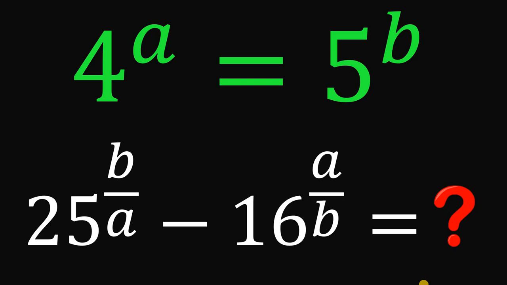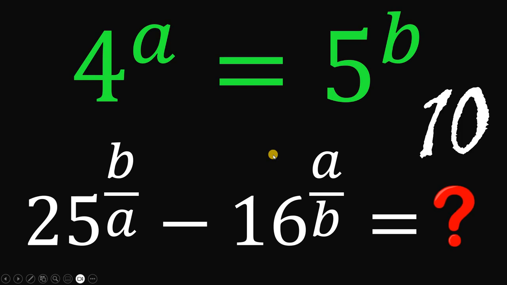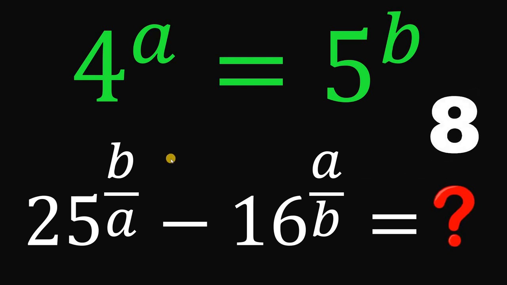Can you solve this math challenge? Here's the question. Given that 4 raised to a equals 5 raised to b, then what is the value of 25 raised to the power of b over a minus 16 raised to the power of a over b? Now you can pause this video if you want to give this problem a try.